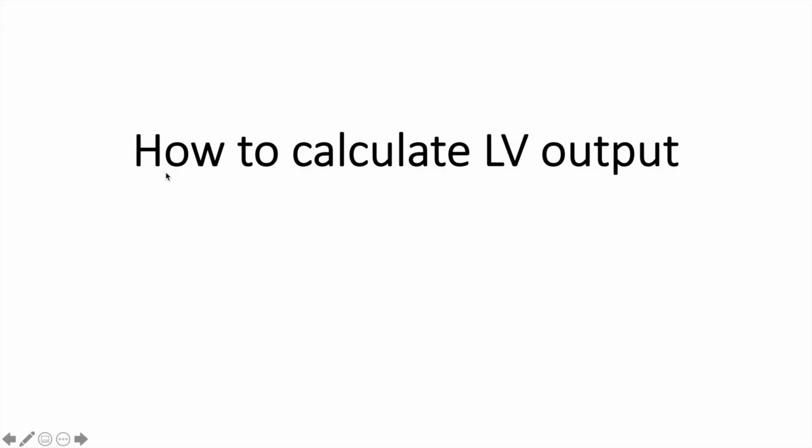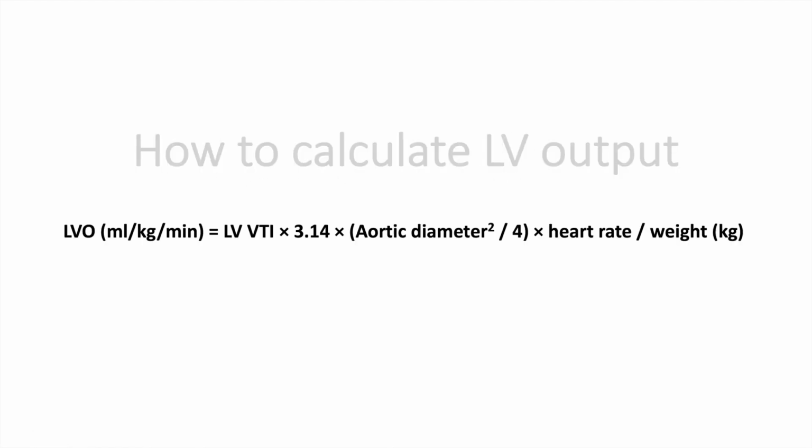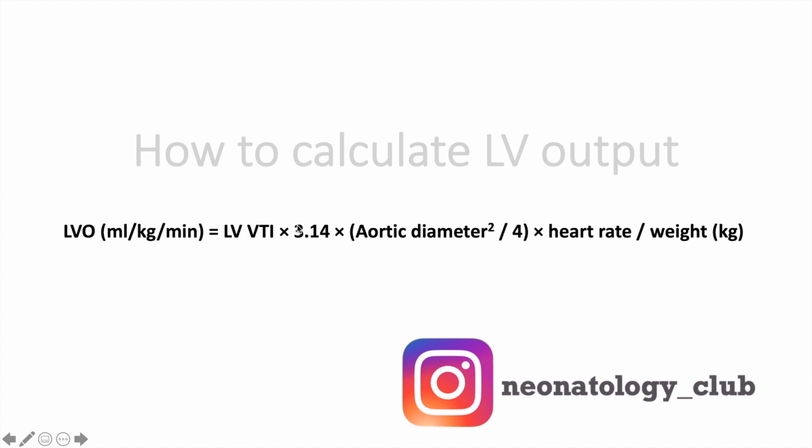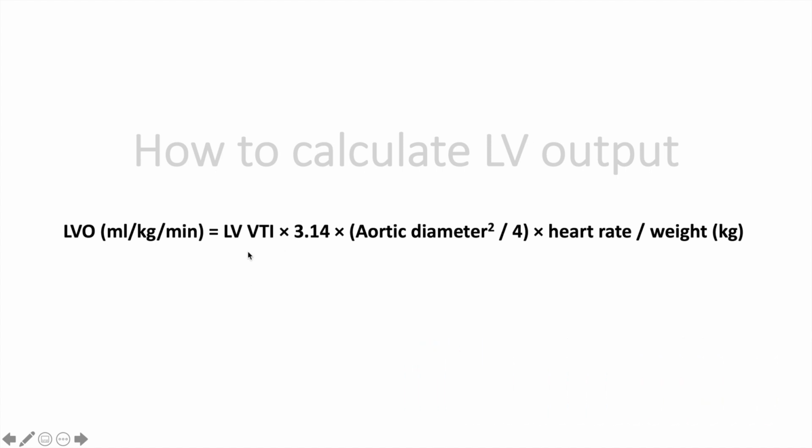Okay, so we're going to talk today about how to calculate the left ventricular output. Basically, the software will assume that the aortic valve is a circle, and this is the equation that calculates the area of the circle. All we need is the aortic diameter, of course, and then we have to get the LV VTI, or the velocity time integral, and then using this calculation we index it to the weight and we come up with the left ventricular output. So let's see some clips.